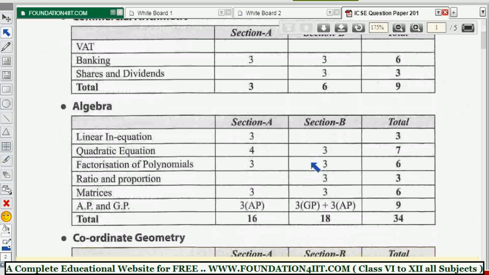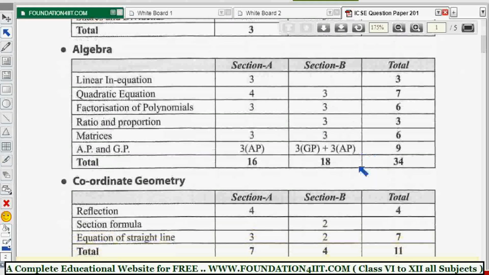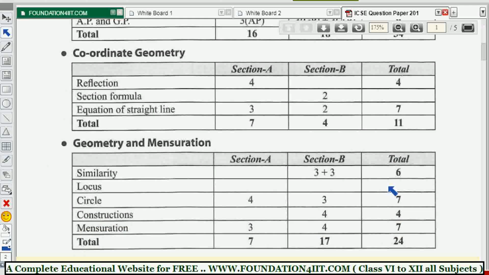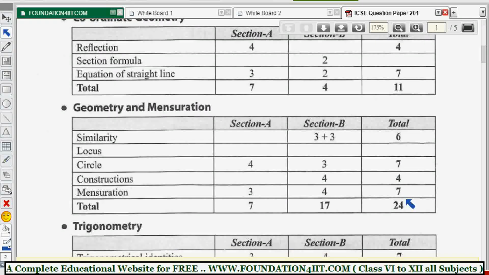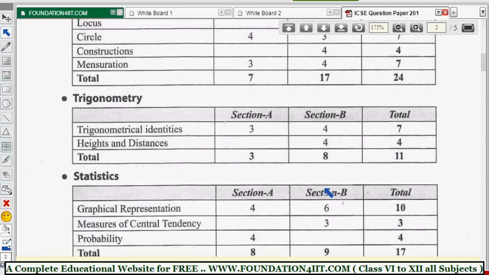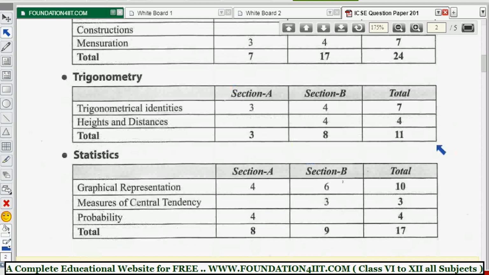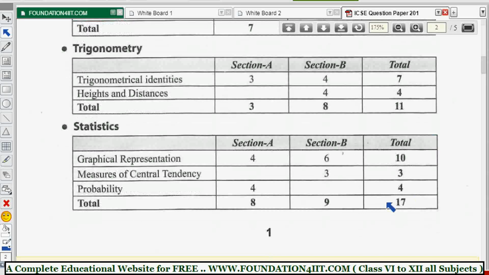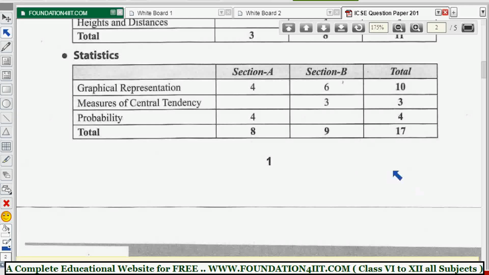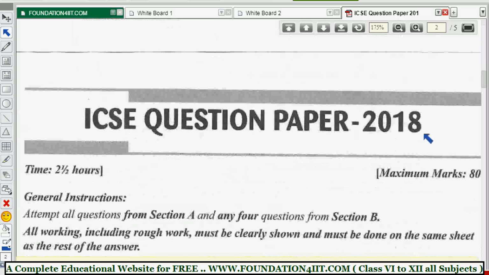Now algebra is 34 in total, you can see topic wise also, and coordinate geometry is 11 marks. Geometry and mensuration together is 24. So if you go through this, you can get an idea about which topic you're getting the number of questions. You see, trigonometry is 11 and statistics is 11. In this, probability is also included. Right? This is the topic-wise allocation of marks. Let us begin this paper now.